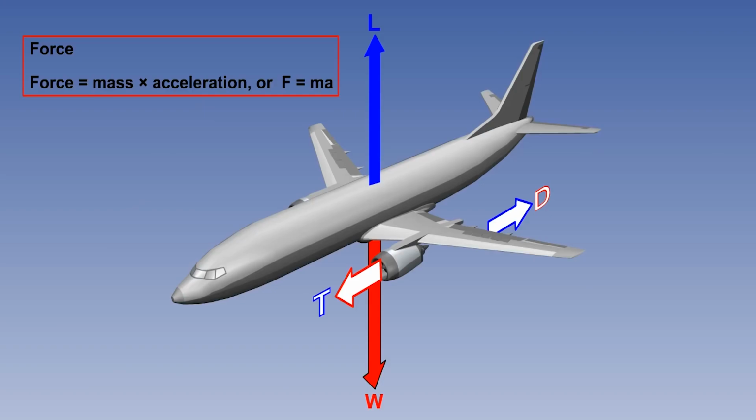A force is a push or a pull in a defined direction, and is measured in newtons. In the first lesson, we introduced the forces acting on an aeroplane, which were lift, weight, drag and thrust. A force can cause a mass to accelerate, and these 3 terms are related by the equation F equals ma.